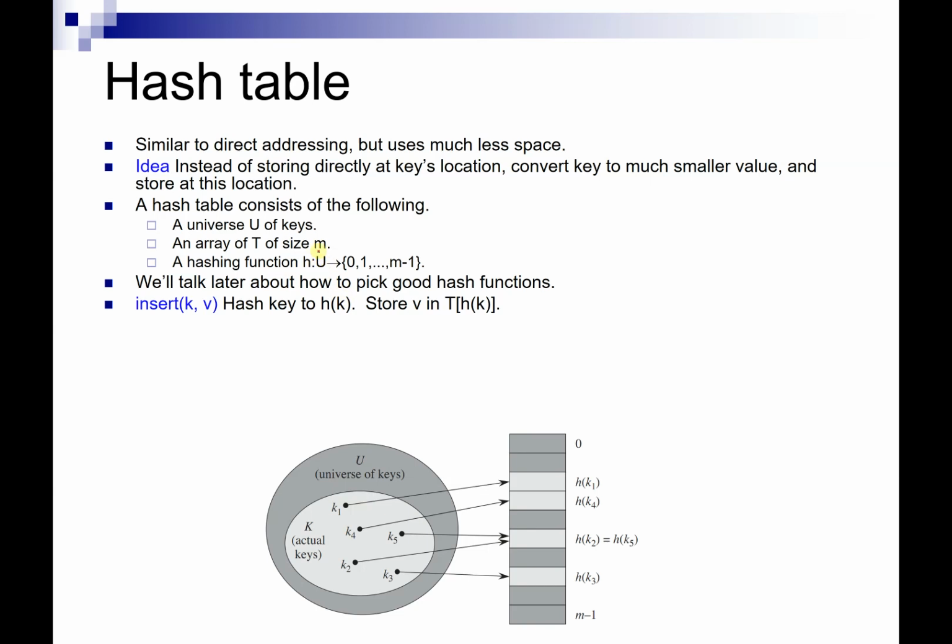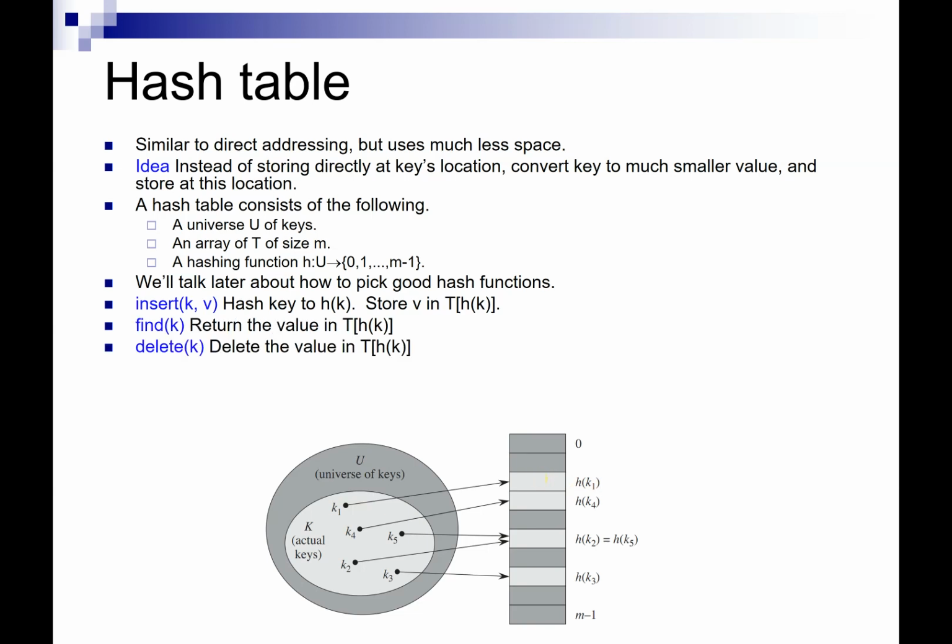The key comes from the universe U, and after you apply the hash function to it, you're going to get a value between 0 and M minus 1. That corresponds to one of the locations in the table. Now you're just going to store this value V at location H of K. For example, in this diagram, if you have a key K1, you apply the hash function to get a location H of key 1, and then you store that value exactly at that location.